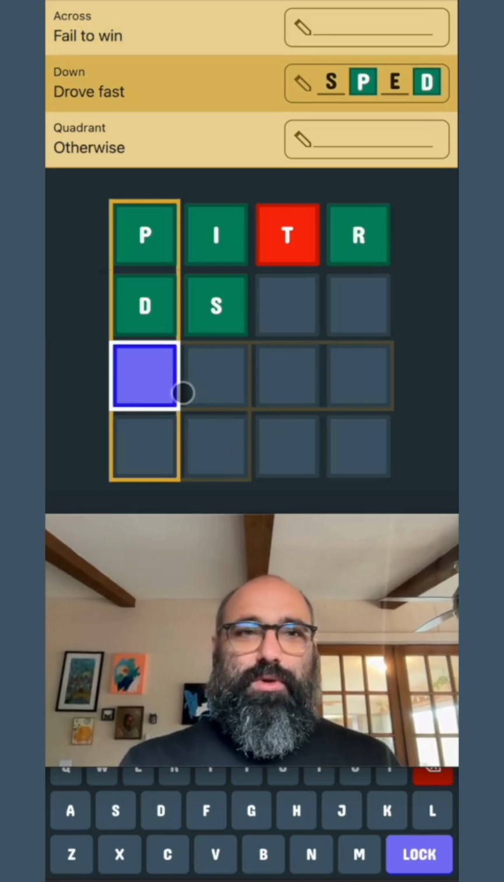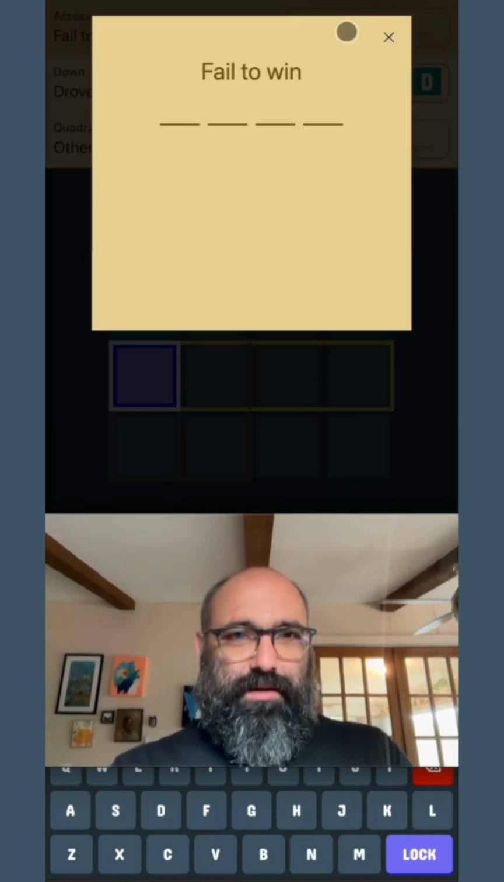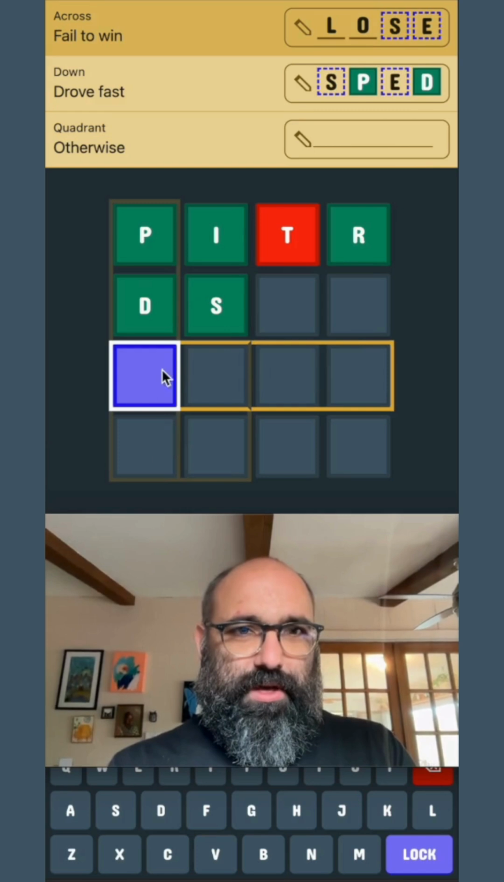Now, let's keep moving on to another quadrant. We got fail to win. That seems pretty straightforward as lose.